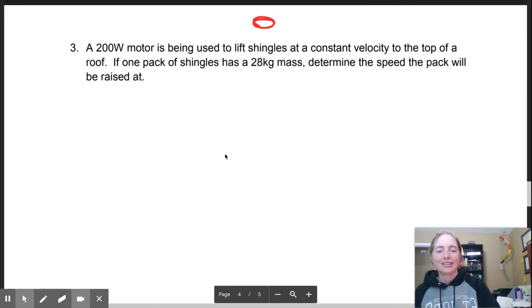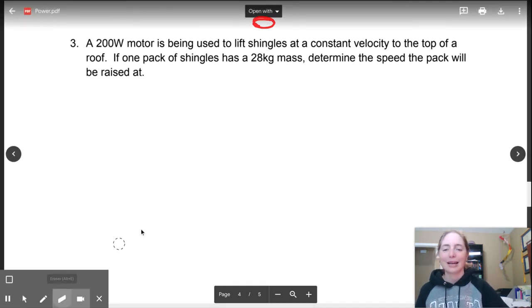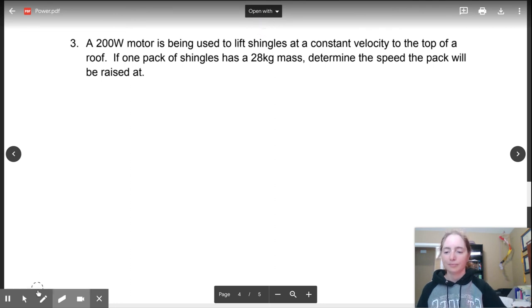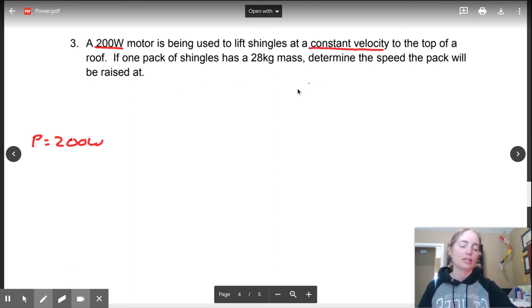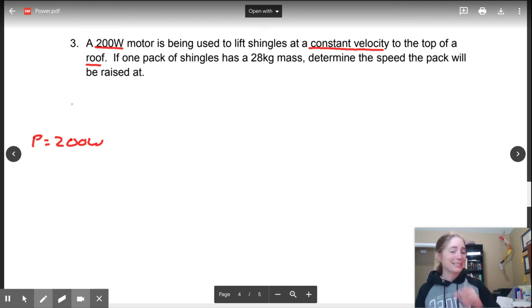Got a circle here. Let's erase this guy. There we go. All right, a 200-watt motor. We've got 200 watts being used to lift shingles at a constant velocity up to the top of a roof. Okay, constant velocity, so that means we're not going to have a delta E kinetic. We have kinetic energy, but not a delta E kinetic, so we can't use that.